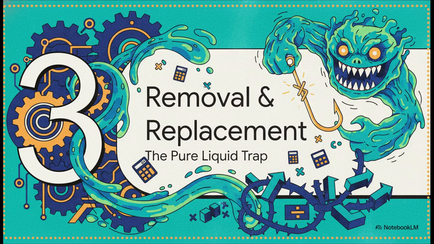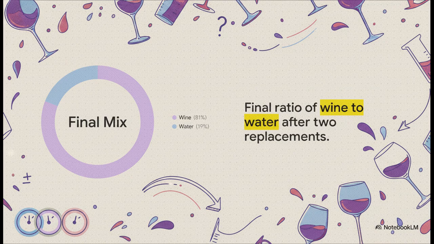Moving right along to section 3, removal and replacement tricks, the pure liquid trap. Okay, this specific scenario is basically a boss battle on exams. Test makers absolutely love it because they want to see if you'll take the bait and try to calculate everything step by step. Picture this. A tank initially holds 80 liters of pure wine. 8 liters is removed and replaced with water.